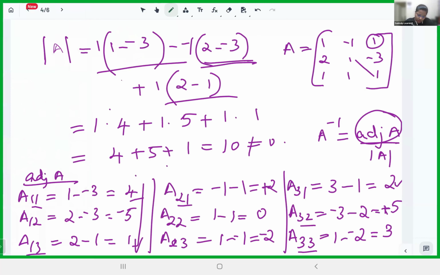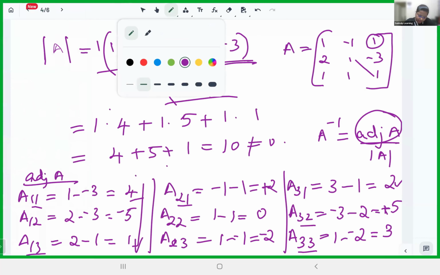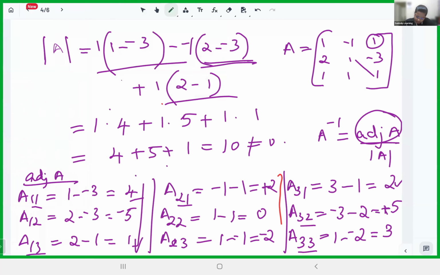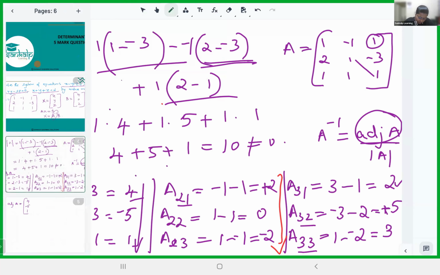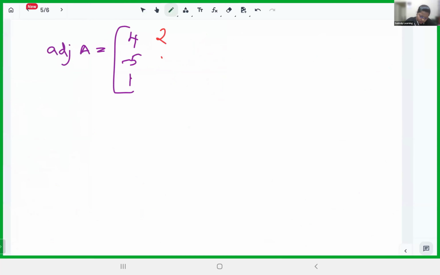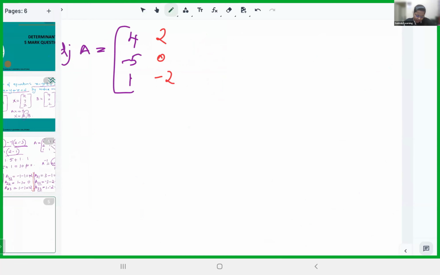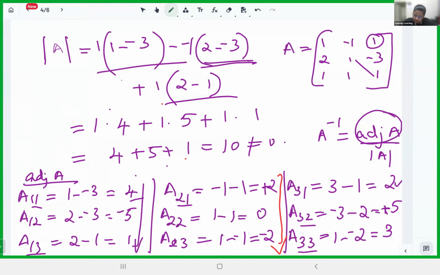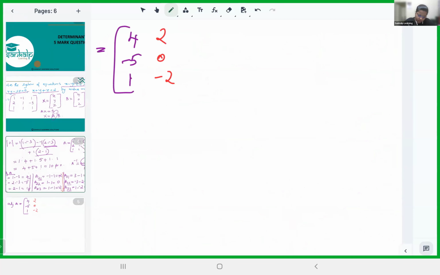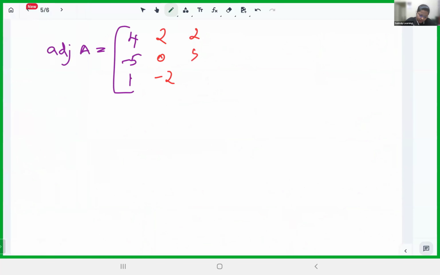What is the second column? Since this is the second row of the cofactor matrix, this will be the second column of the adjoint matrix. So 2, 0, minus 2. And what about the third column? Third column is this one, 2, 5, 3. So this is our adjoint.